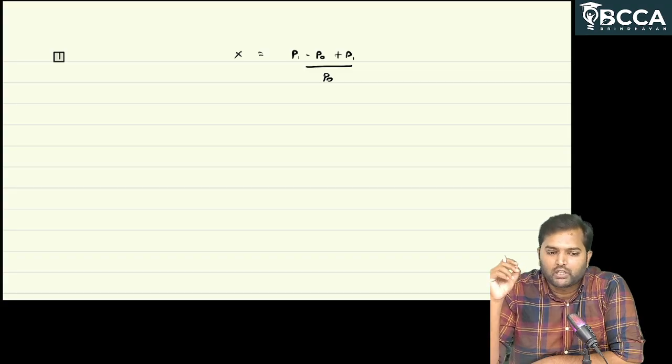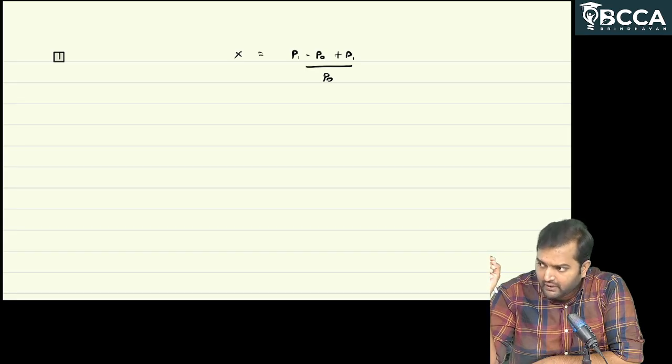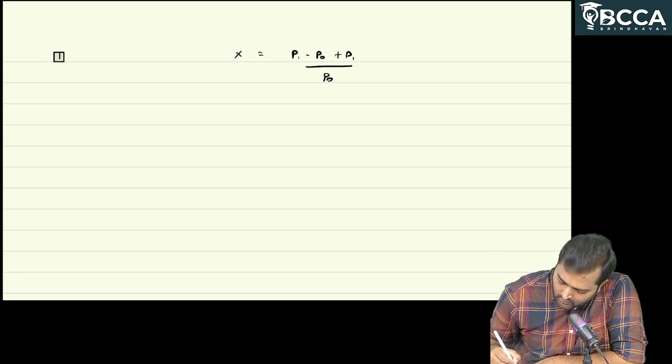An equity shareholder will get return in two forms: one is capital appreciation and the second one is dividend. That's why the formula for return of a security is X is equal to P1 minus P0 plus D1 divided by P0. Next, X bar. X bar is nothing but mean return.